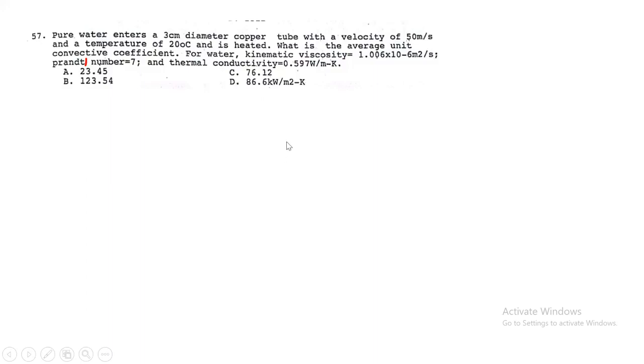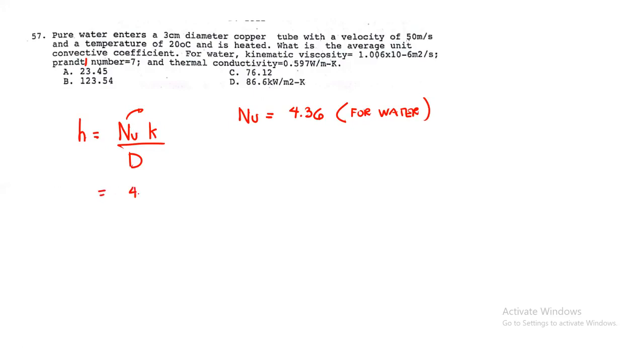So how do we solve this, guys? Our formula here is h equals Nu times k divided by diameter. What is this Nu? This is what we call the Nusselt number. So, the Nusselt number of water, pure water, is 4.36, constant. So for water, it is a direct substitution, 4.36.